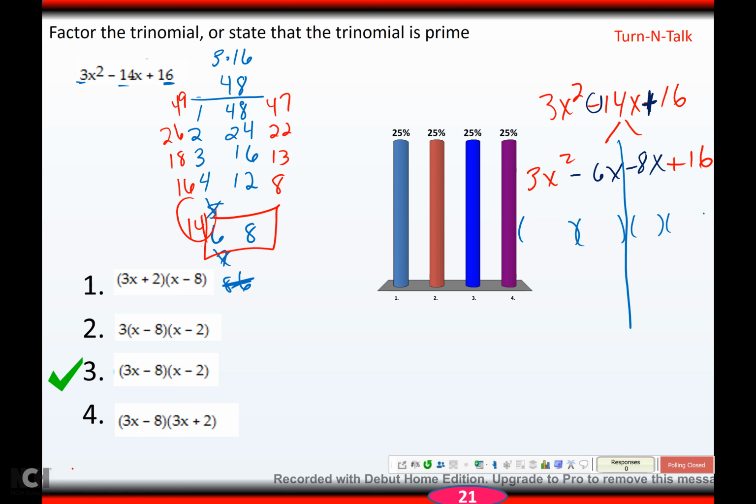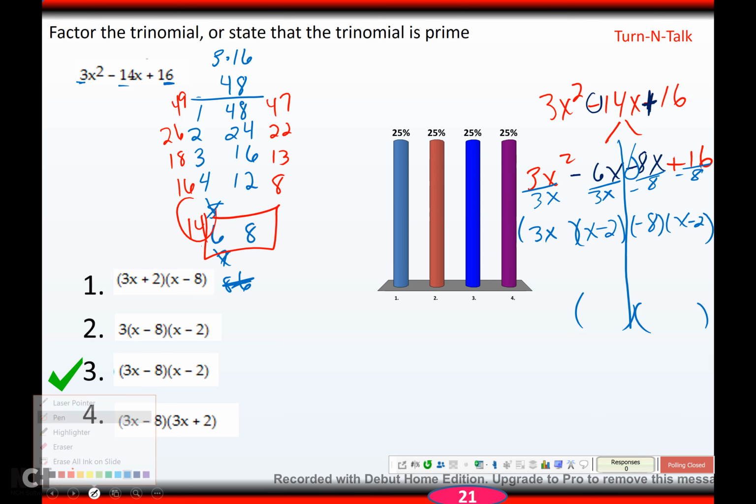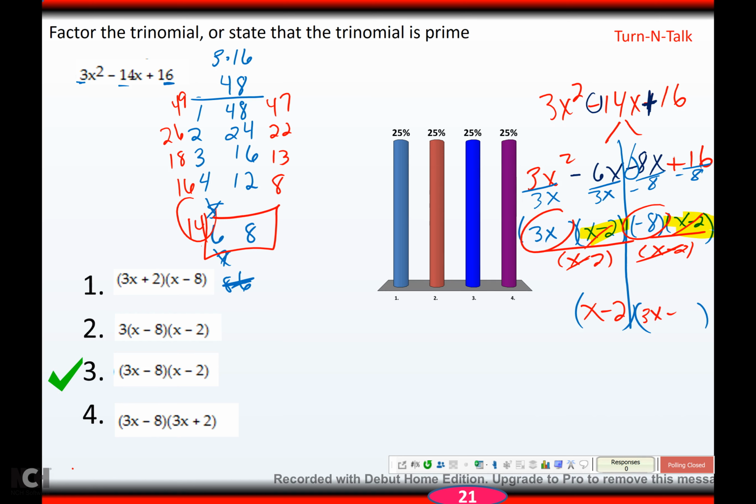GCF, GCF, GCF again. Woo! In this side, they have a 3x in common. Divide by 3x leaves x minus 2. These two have an 8 in common, no x. Always take his sign, so my GCF is negative 8, which leaves x minus 2. Look for your matching binomial. Found it. So my final answer: my GCF again is x minus 2, divide by x minus 2, and I'm left with 3x minus 8.